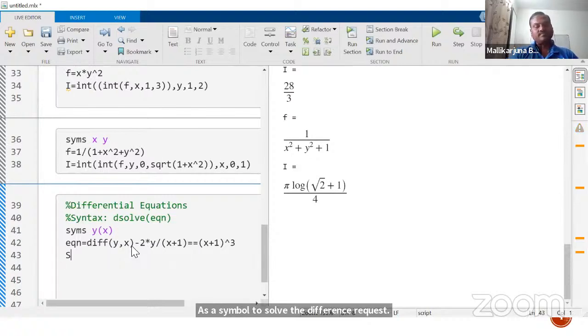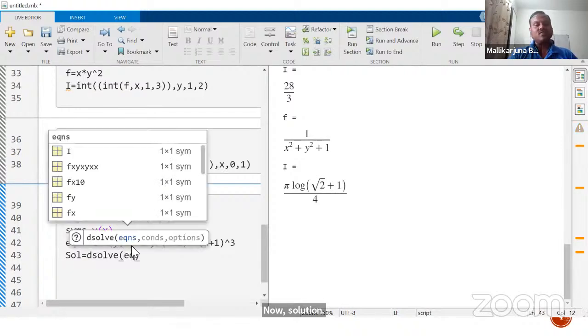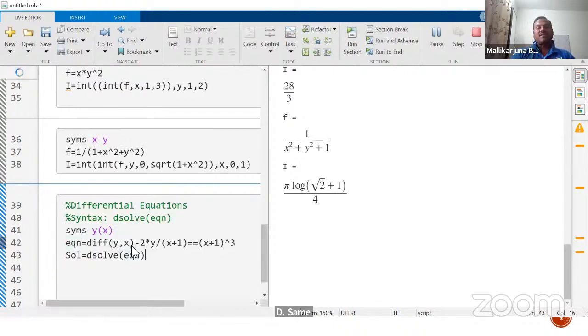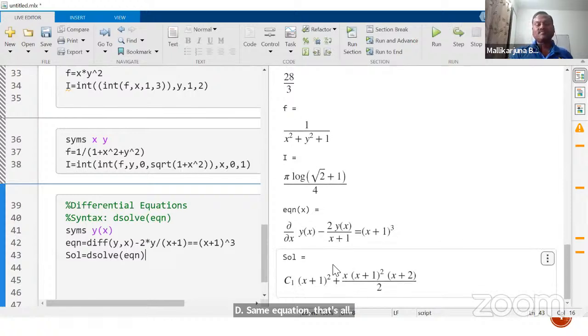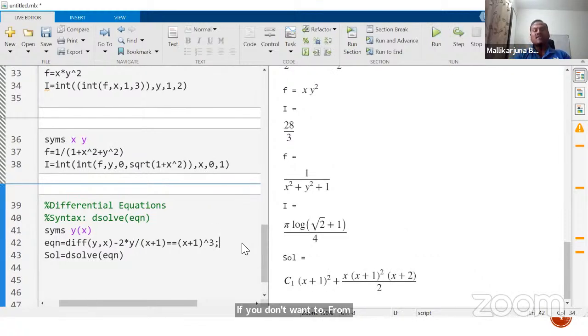Now the solution: dsolve, the same equation, that's all. Execute and you will get the solution. If you don't want to display the equation, you just give the colon, so the differential equation doesn't appear. Directly we get the solution: C1 times x plus 1 whole square plus x times x plus 1 whole square times x plus 2 by 2.